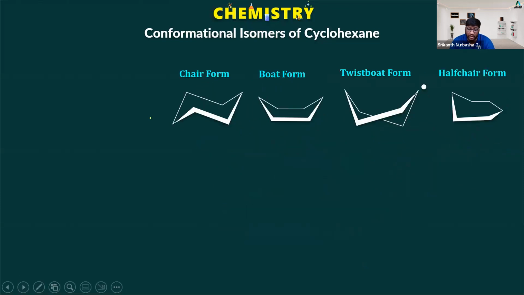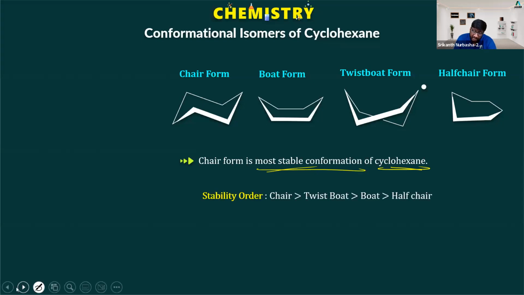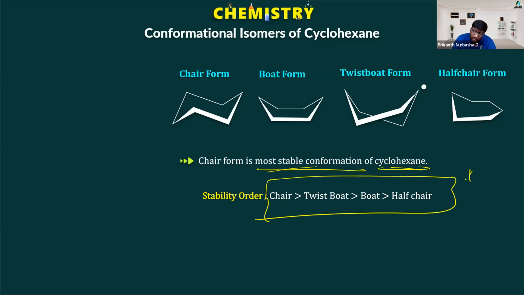With these diagrams, you can have a clear idea. The chair form is in this fashion, the boat form is in this fashion. You can look at the twisted boat form and the half chair form. Twisted boat means you have just twisted the boat, and the half chair will be in this fashion. The chair form is the most stable conformation of cyclohexane. The stability order is: chair is stable, then twist boat, then half chair.